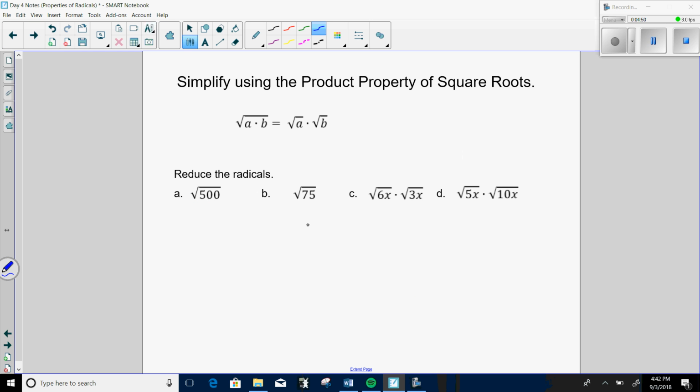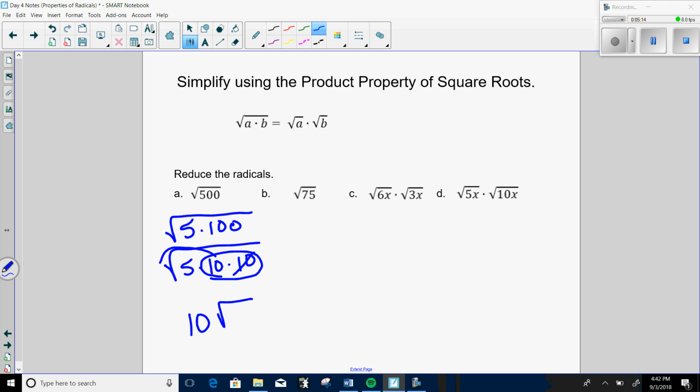Okay? So let's go to this one. Reduce the radicals. Square root of 500. Well, the square root of 500 becomes 5 times 100. Then I can break that down to 5 times 10 times 10. And notice how there's already a pair of numbers here. These two numbers can be circled. Once you get a pair, circle them. One of them comes out, one gets crossed off, and your answer becomes 10 square root of 5. The 5 can't break down any further, so that's where my answer is.